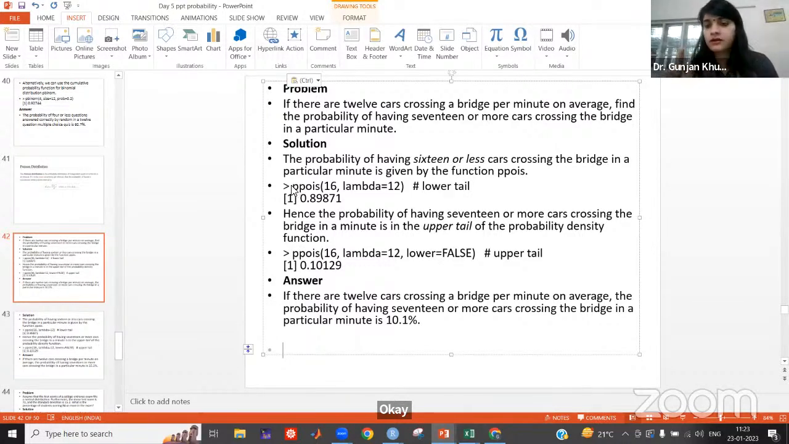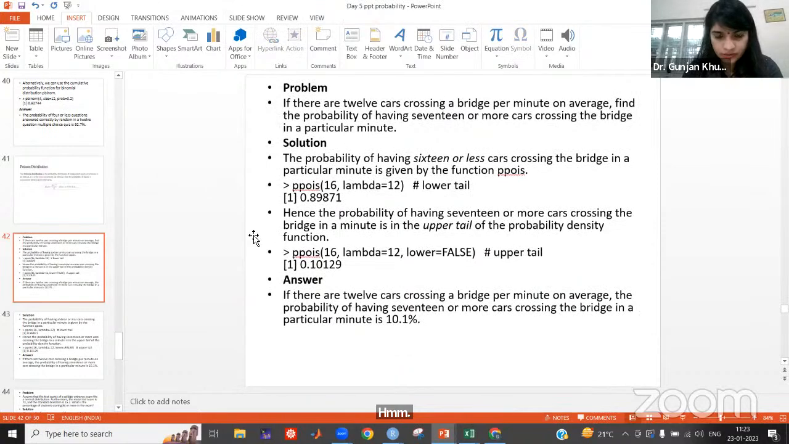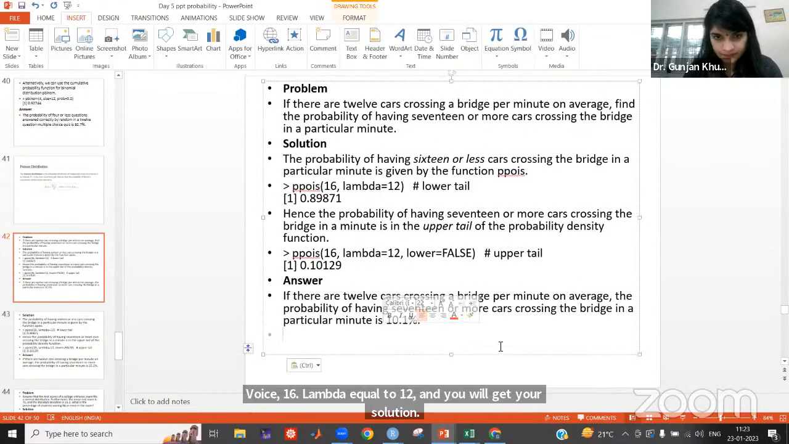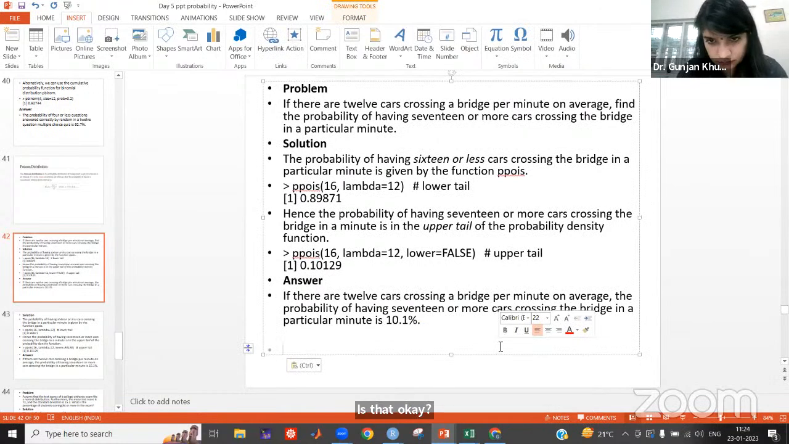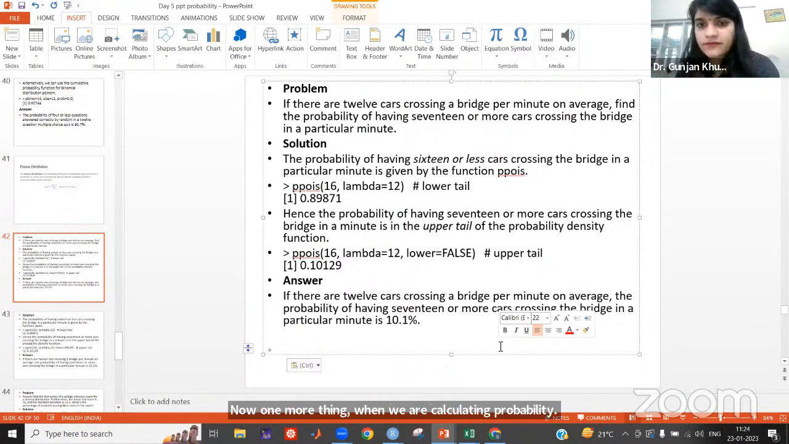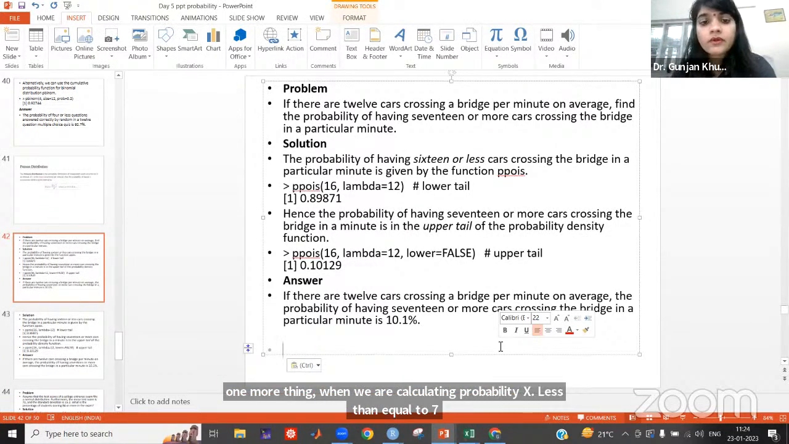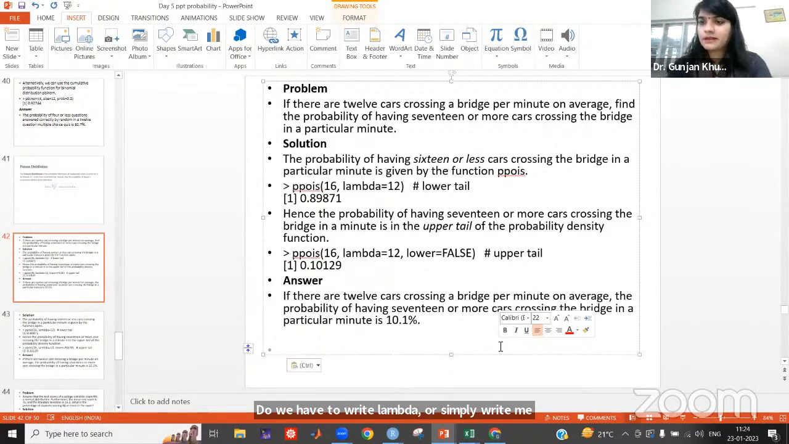Then you can calculate 1 minus P pois 16 lambda equal to 12, and you will get your solution. Now one more thing. When we are calculating probability X less than or equal to 17, do we have to write lambda or simply write mean? No, lambda. This is how we write the syntax in Poisson.